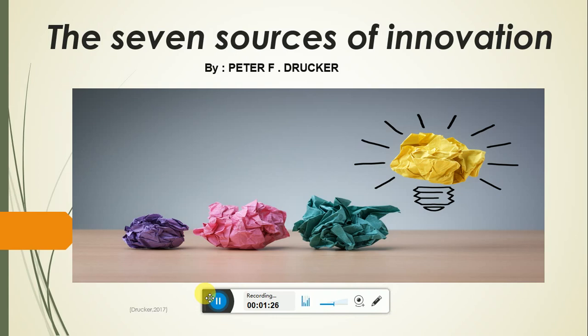Now before starting sources of innovation, let's come to what is innovation. Innovation is when you are doing something differently. It's a new idea. You are coming with something different compared to others. Let's say in technology, we can see many innovations: fingerprint, face recognition, touch screen, attendance systems. These are all innovations in technology. New innovations, new technologies are coming to the market.